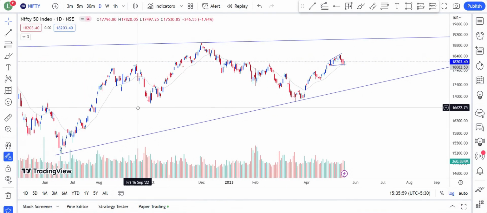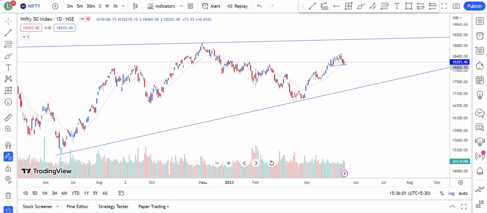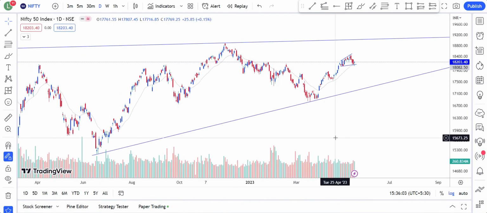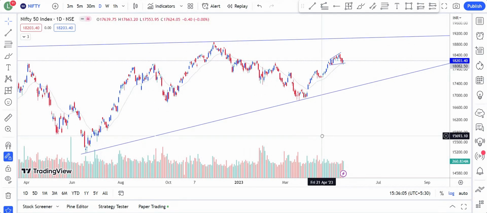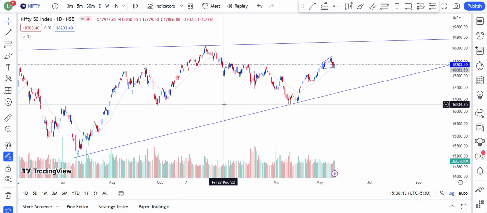Now we'll be doing the analysis of Nifty since this is the weekend and we'll be opening next week, to just figure out where the Nifty is most probably going. If you see, this is the Nifty spot chart, daily.